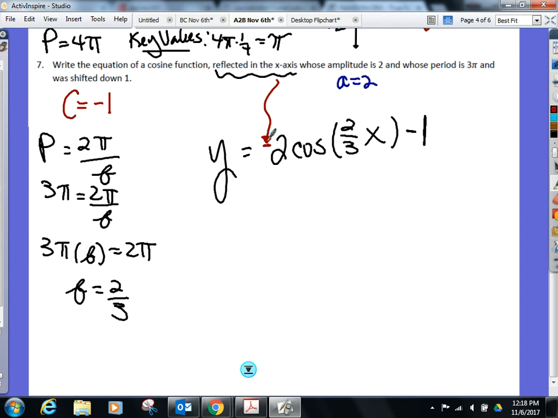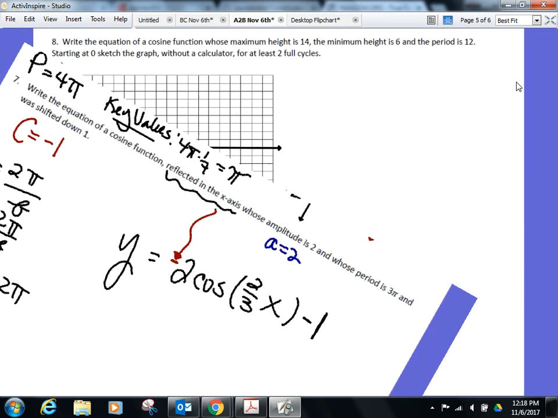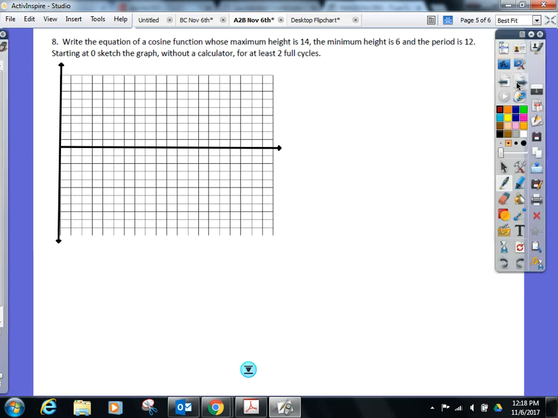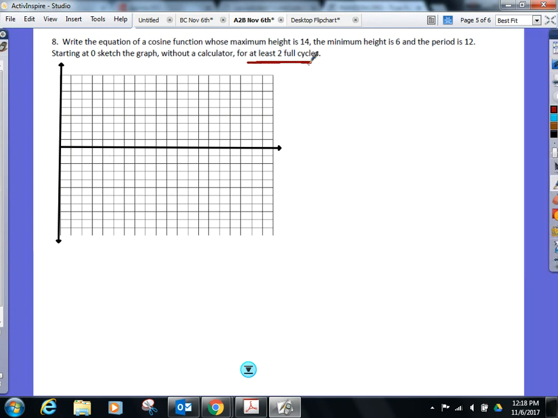All good? All right, you ready to combine the two on your own or in your groups now? Not only write me the equation, but graph it for me. Also, please keep in mind when you go to graph in your groups, I'm looking for at least 2 full cycles. So 1 full cycle, keep going, 2 full cycles.